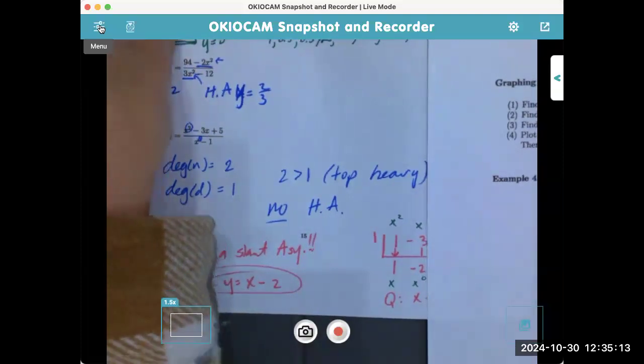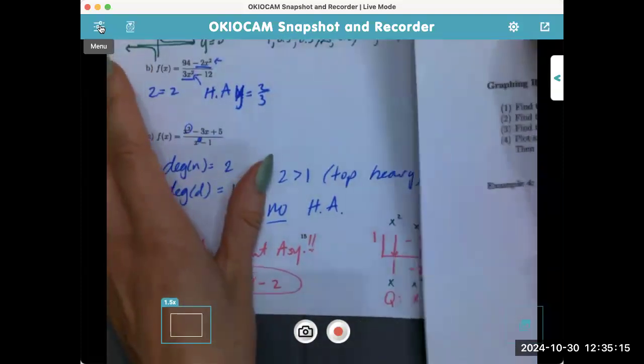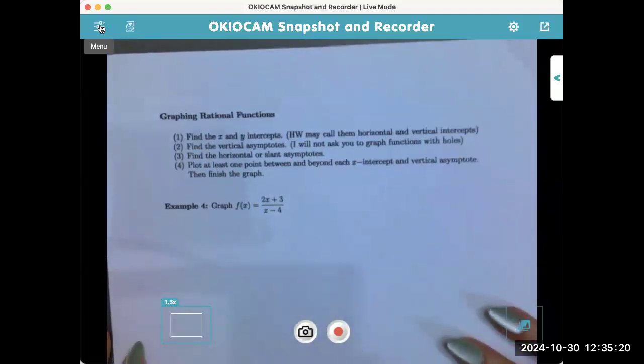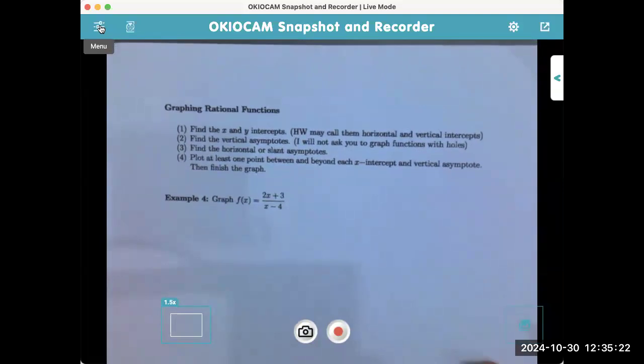So graphing them. We want to graph them by finding any x and y intercepts. The homework might call them horizontal and vertical intercepts. Just be aware of that. That's super weird and I hate it. Find the vertical asymptotes, find horizontal or slant asymptotes, and then plot at least one point between and beyond each x-intercept and vertical asymptote, then finish the graph.